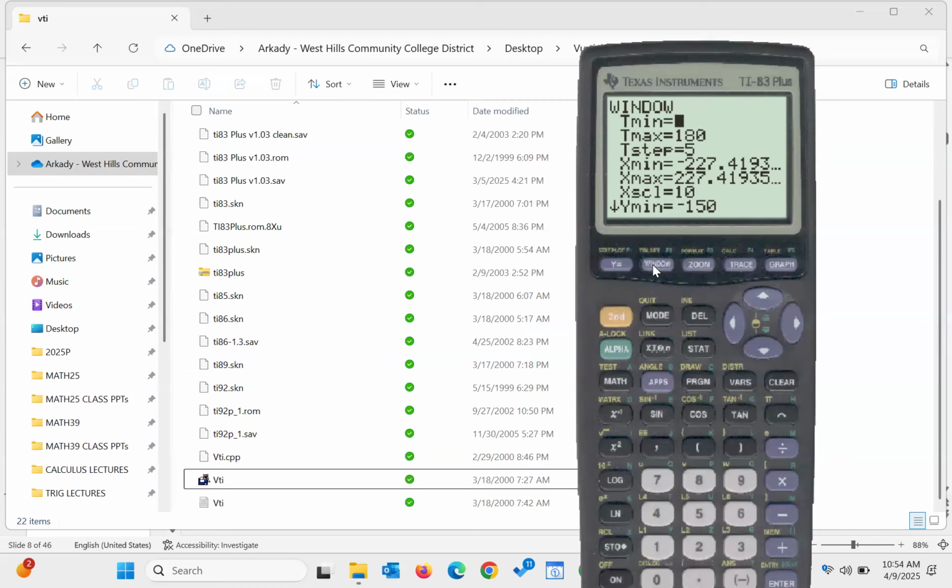Now let's go some more. Let's go to window again, and this time we're going to do a full revolution, so 360. Once you go past 360, what happens? It just repeats itself, right? There's no need to go beyond that because you're just going to be graphing the same thing all over on itself again.